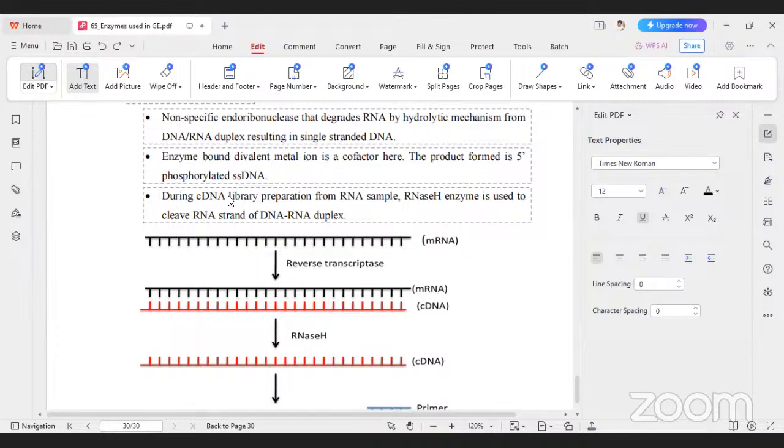Now cloning vectors. Let's take the cloning vector. Just wait, one minute.